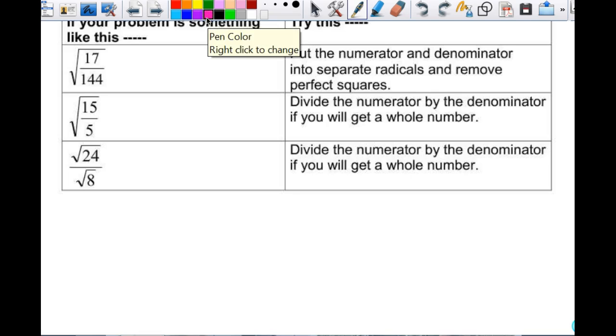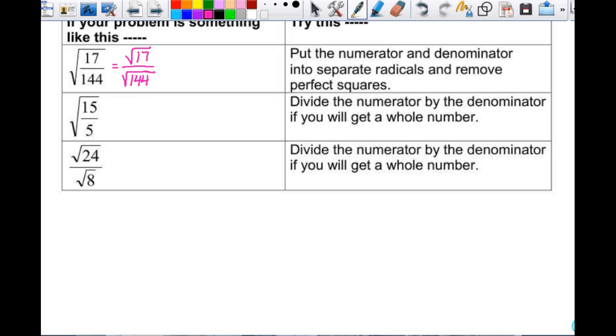But when you have a fraction under a square root, if you can take the square root of the whole fraction, which most of you don't really think that way, you could do it that way. This one isn't going to work like that anyway. I would split them up into 2. This is the square root of 17 over the square root of 144.